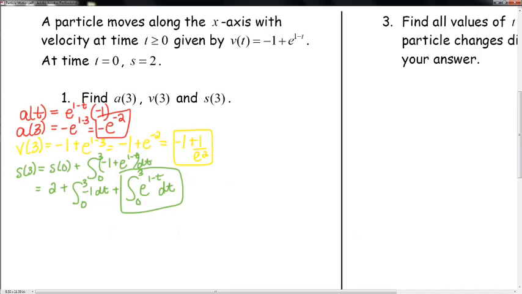So I'm going to let u be the exponent. du is going to be negative dt. For my a, I'm going to plug in 0 into this function right here. So 1 minus 0 is equal to 1. For my b, I'm going to plug in 3. So 1 minus 3 is equal to negative 2.